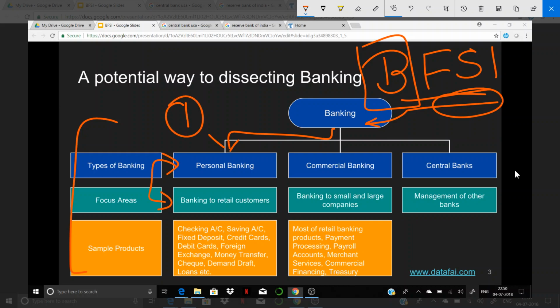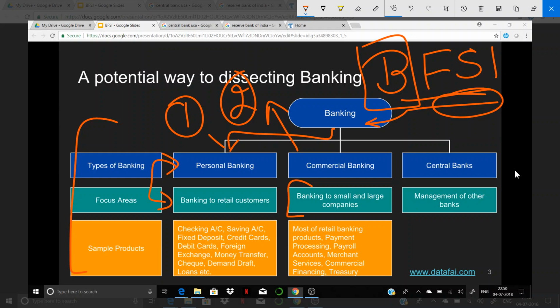The second part is what we call commercial banking, right? And what do we have in commercial banking? Commercial banking focuses on looking into the small and large scale companies, right? So this could be focused on small businesses, this could be banking for big corporates, and any shape in between. That is basically the focus area for commercial banking, right?